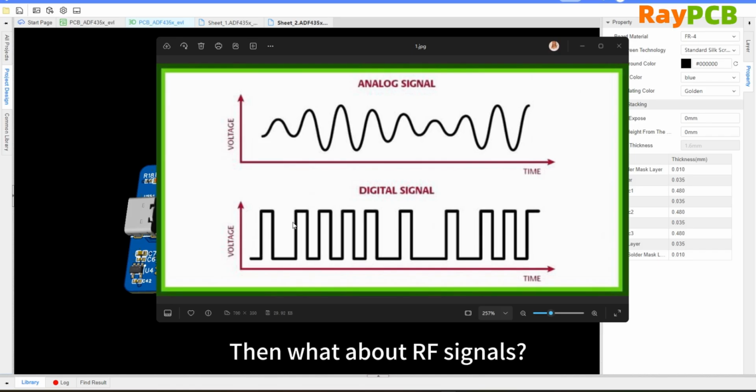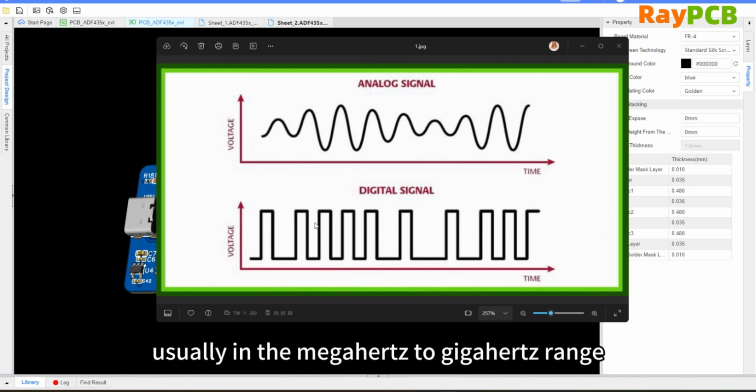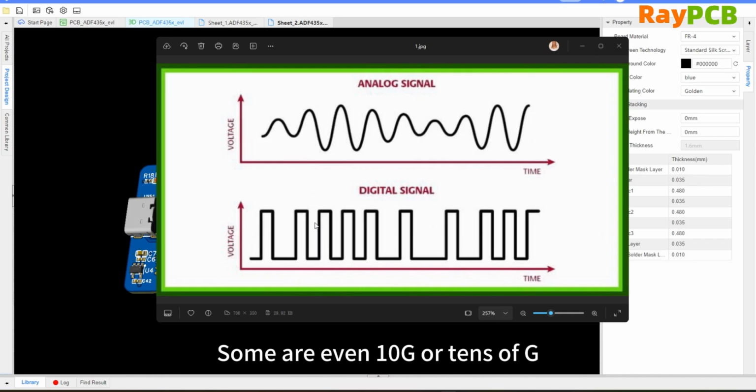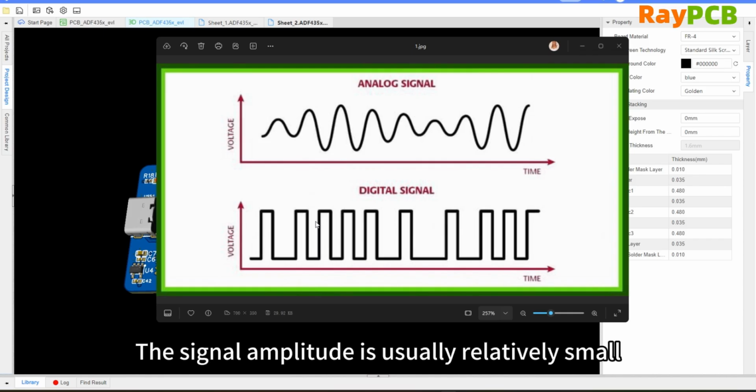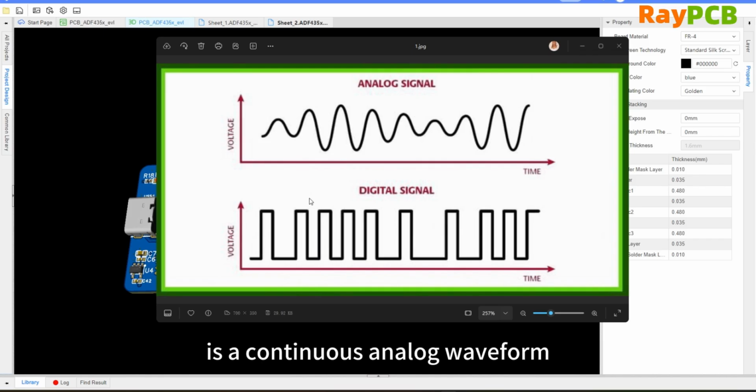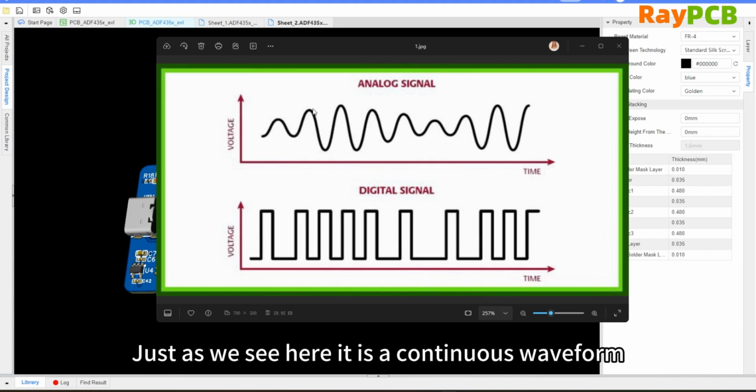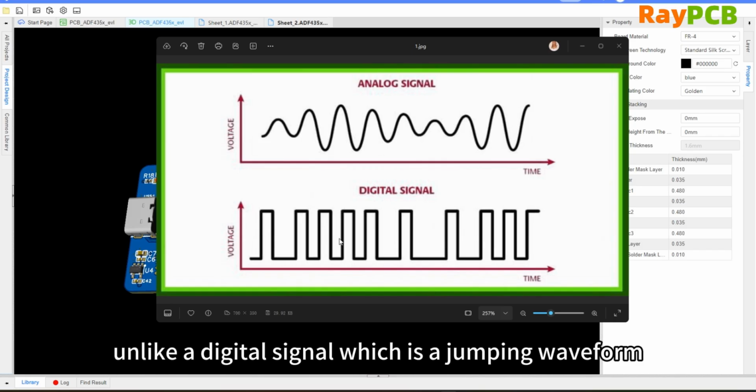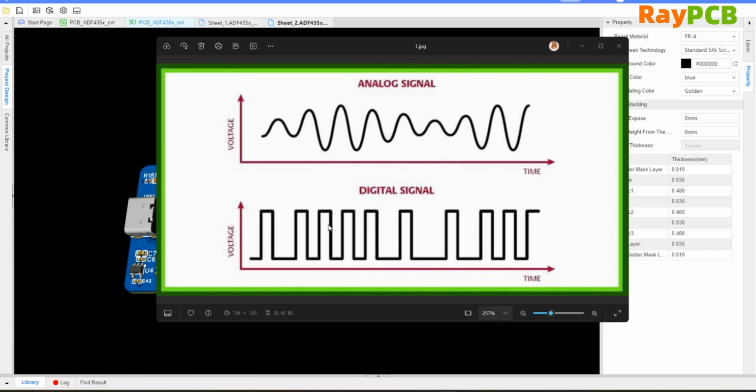Next, let's talk about the characteristics of RF signals. Their frequencies are very high, usually ranging from hertz to gigahertz and even up to tens of gigahertz. The signal amplitude is typically small, and the waveform is a continuous analog wave. As you can see here, it's a continuous waveform, unlike digital signals, which are abrupt and discrete.